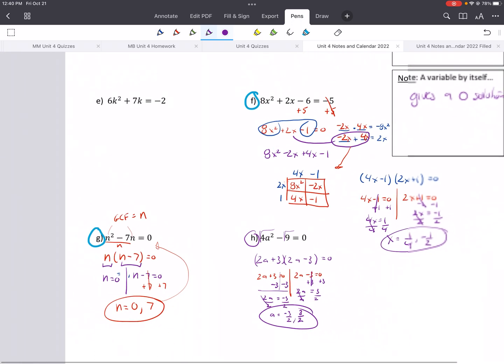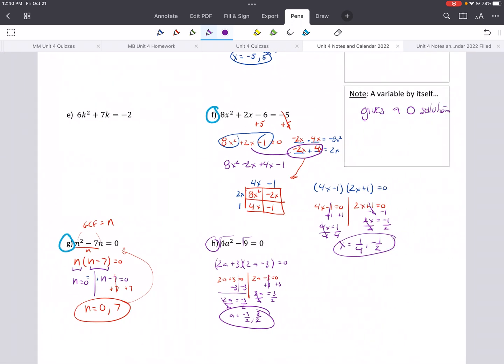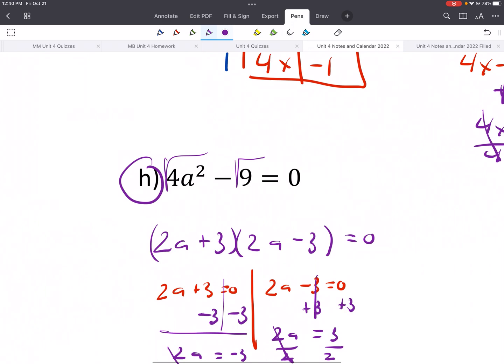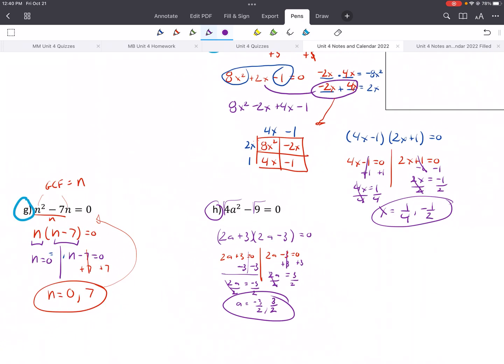Okay, so that's it. So we're just factoring, doing the same types of problems we did for our last unit. And it's just that when you get your answer, we do the zero product property. We set the binomials equal to 0, and we solve. Those give you the solutions of the equation.